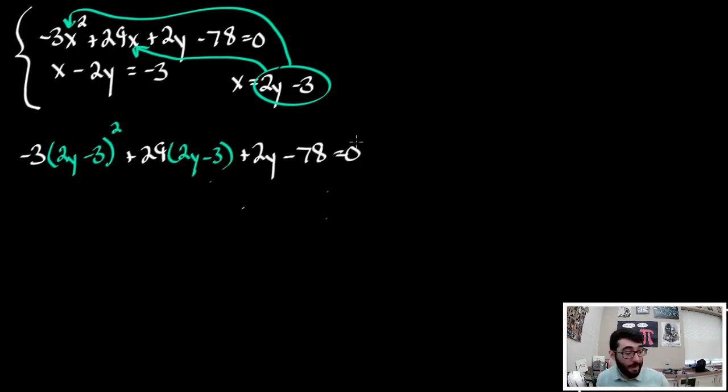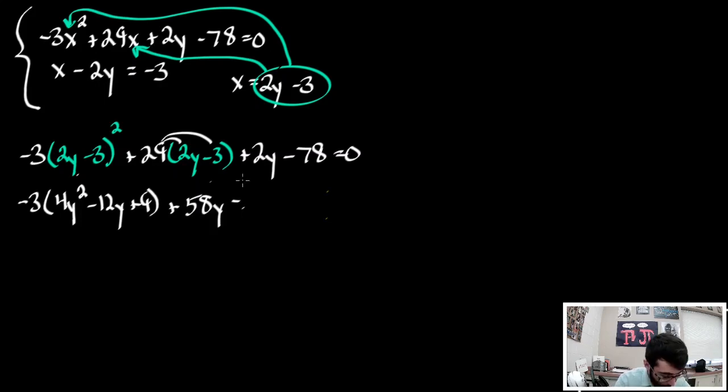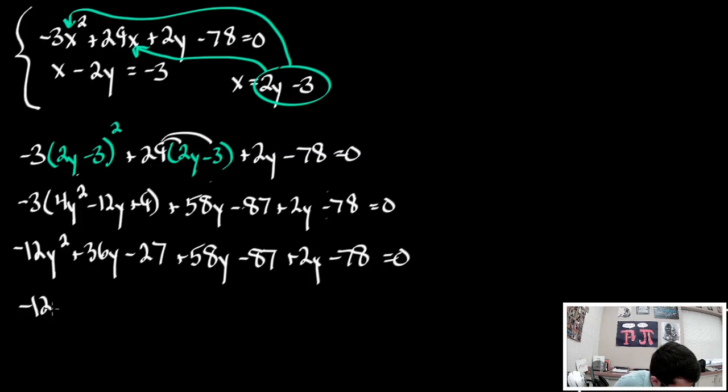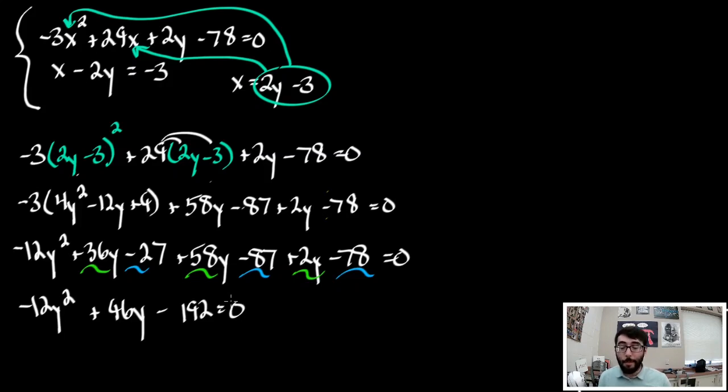Okay, and now we're going to have to go ahead and distribute and multiply, combine like terms. Just remember that 2y minus 3 quantity squared, you cannot distribute that power. Remember, that is multiplication, 2y minus 3 times 2y minus 3. So make sure that you do that. Okay, so I went ahead and multiplied that out and combined like terms, and I'm left here.